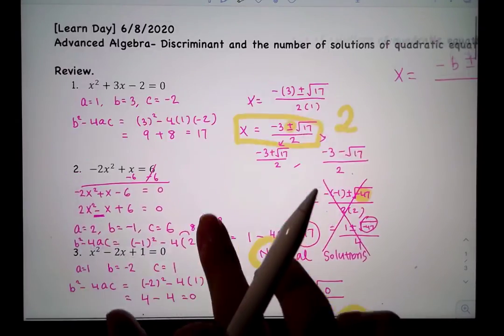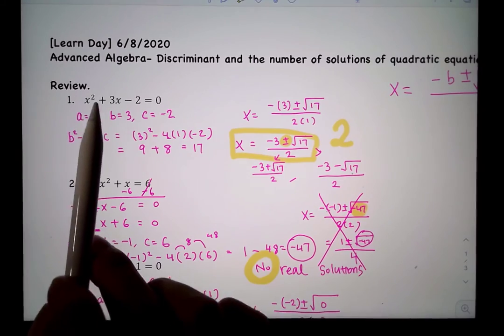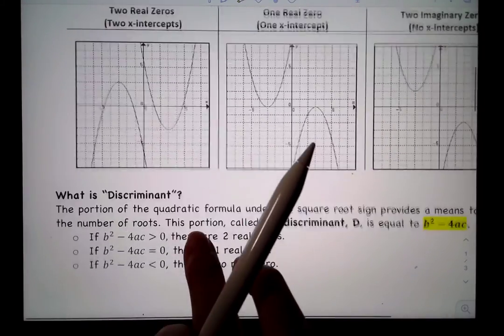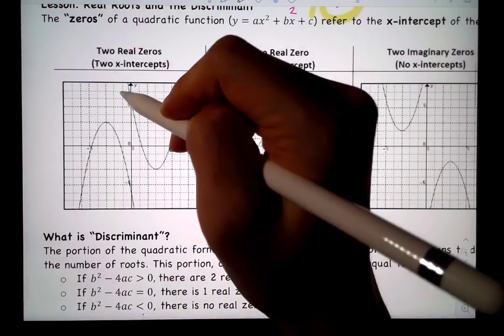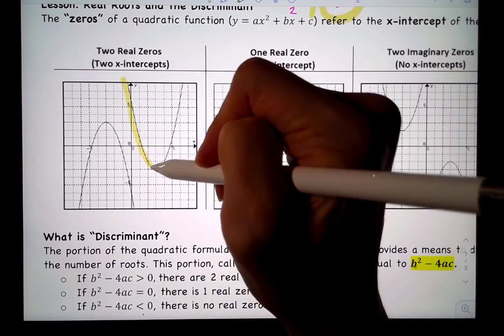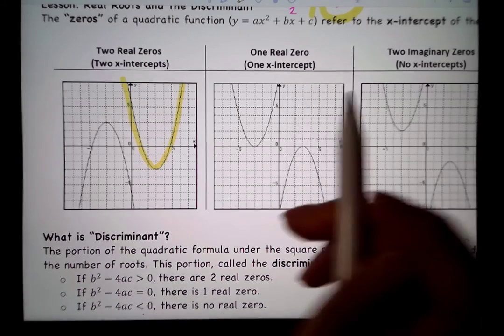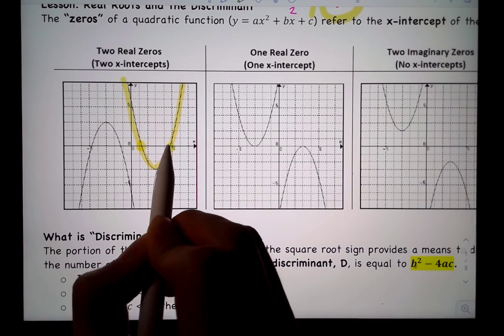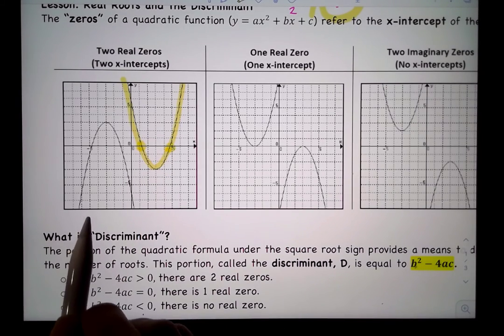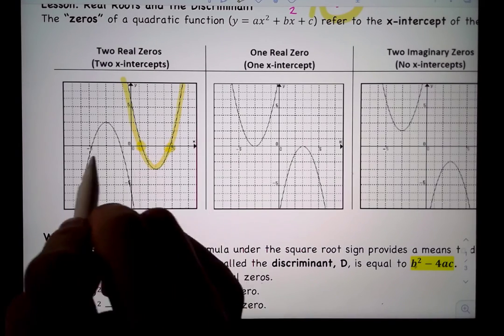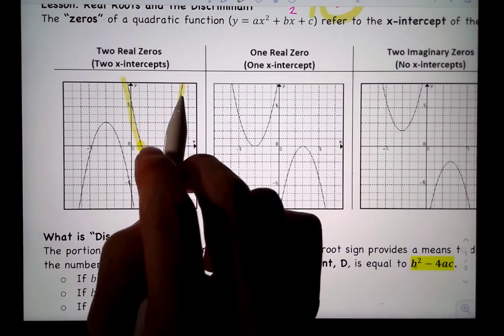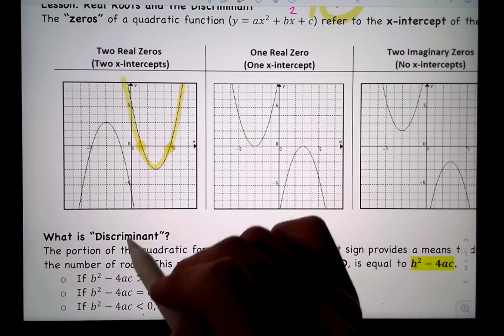So you know what, like review number 1, once you get your two solutions, right? When you get two solutions, then your graph looks like this. Because the number of solutions of the equation, that's the same as the x-intercepts of the graph. So you will get two x-intercepts like that. Depends on your a. If a is positive, you get opens up. If a is negative, then opens down, right?